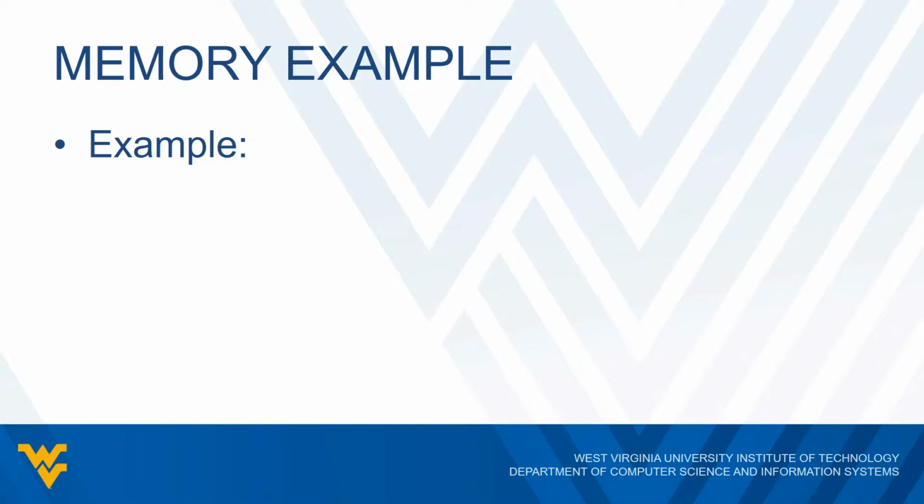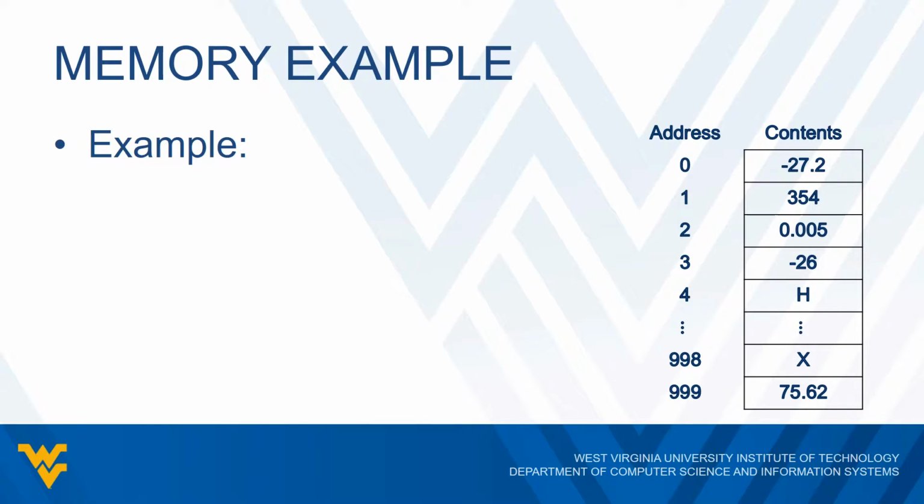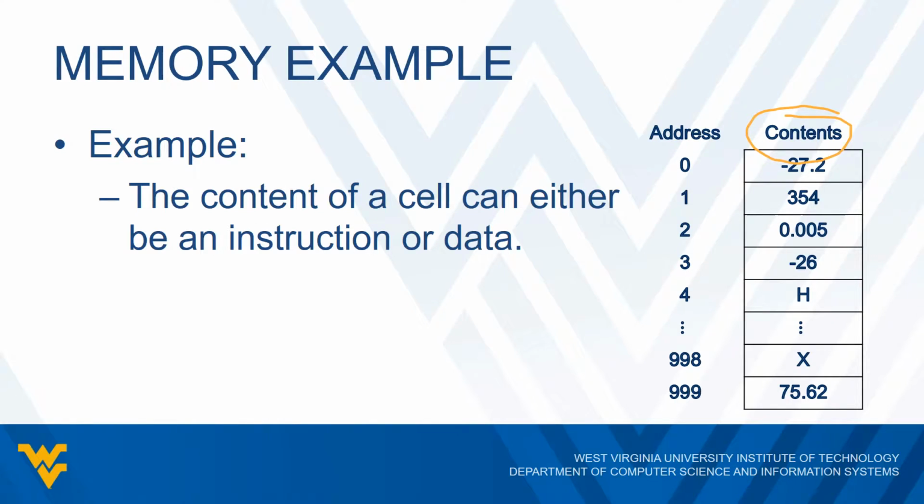So let's take a look at a simple example of how our memory could be laid out. Here's one such example. What we have here is this set of contents. We have all of our data in here, and every single cell in here and the data in these cells can either be instructions, some kind of data, or several different things. And then we also have an address for each of these memory cells. We can think of these as a unique location for each piece of data.